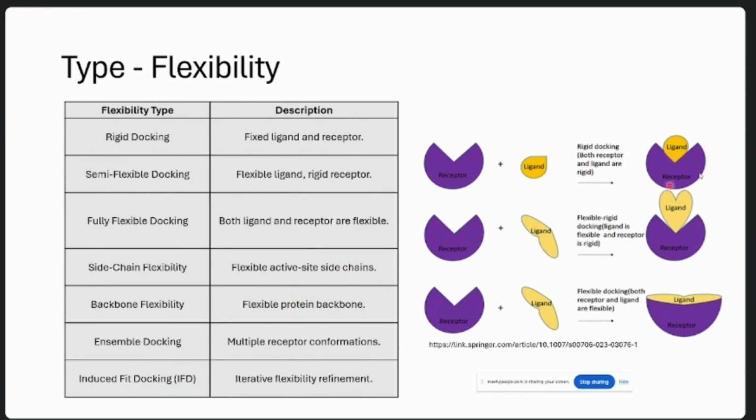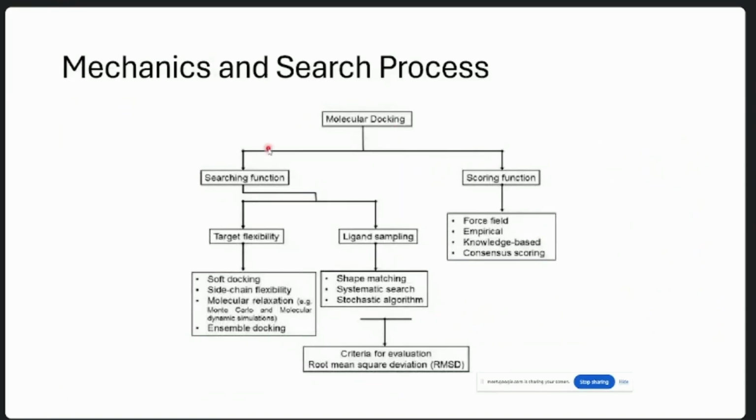So here's a representation. Here we can see the rigid docking. And here we can see a flexible, induced fit kind of docking. Okay, the mechanics and search process. As we said, in molecular docking, we have the searching function and the search algorithms, and we have the scoring function. We could have force field, empirical, knowledge-based, or sometimes a consensus scoring, which is based on a combination of all of the different scoring functions. For the searching functions, we'll see different algorithms, and we'll have a focus on one algorithm.